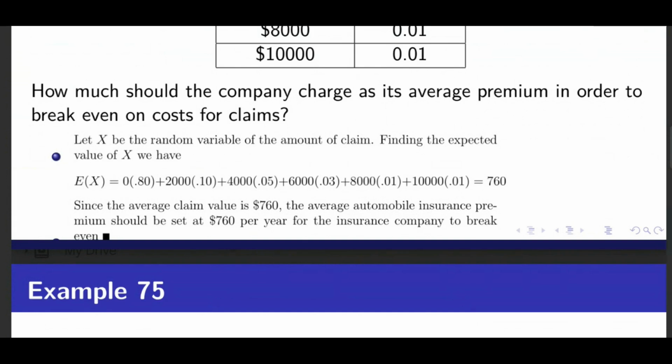Of course, that's not the intention. So can you modify the question? If your intention is to make a net profit of 40 per customer, then you charge 800. Simple math. On average, people will claim 760. So if you charge everyone 800, on average you would gain 40. This is just break even, which no one does.